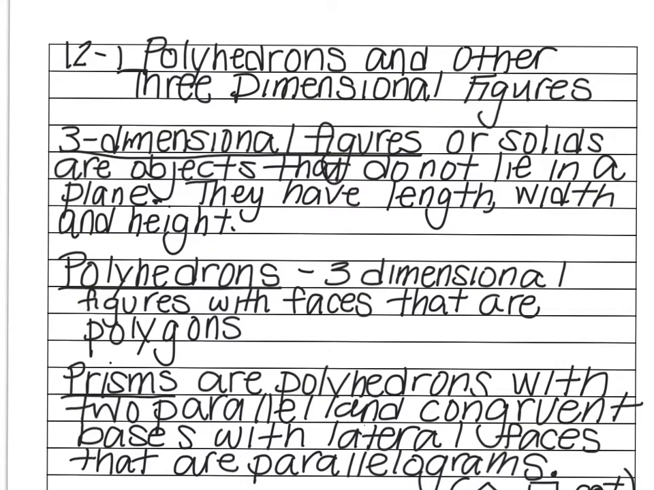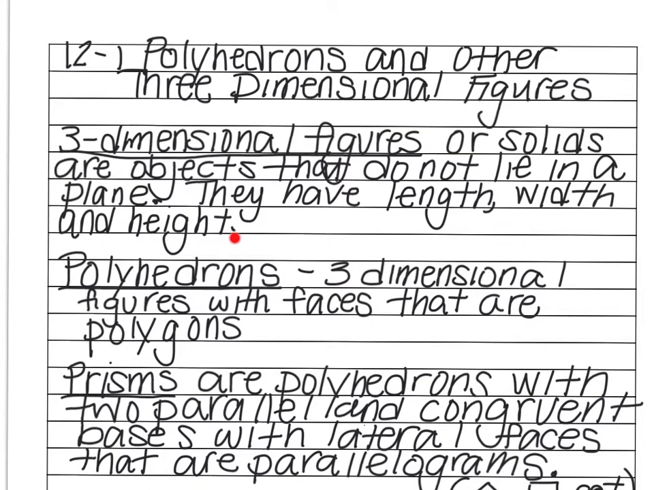Today we are doing 12-1, polyhedrons and other three-dimensional figures. We have a couple of vocabulary words I'd like to go over. The first one is, what is a three-dimensional figure? It's a solid object that does not lie in a plane. They have length, width, and height. Basically, this is just like a three-dimensional or 3D figure.